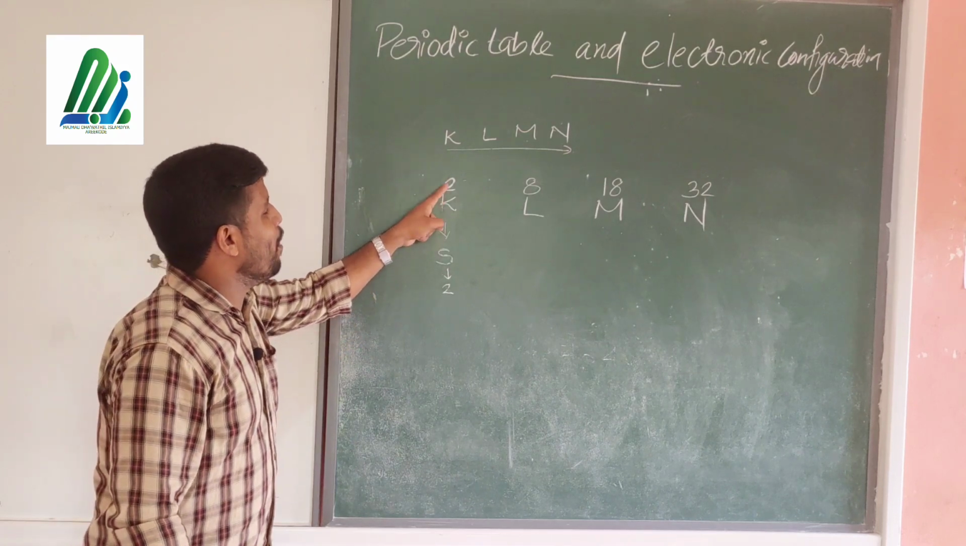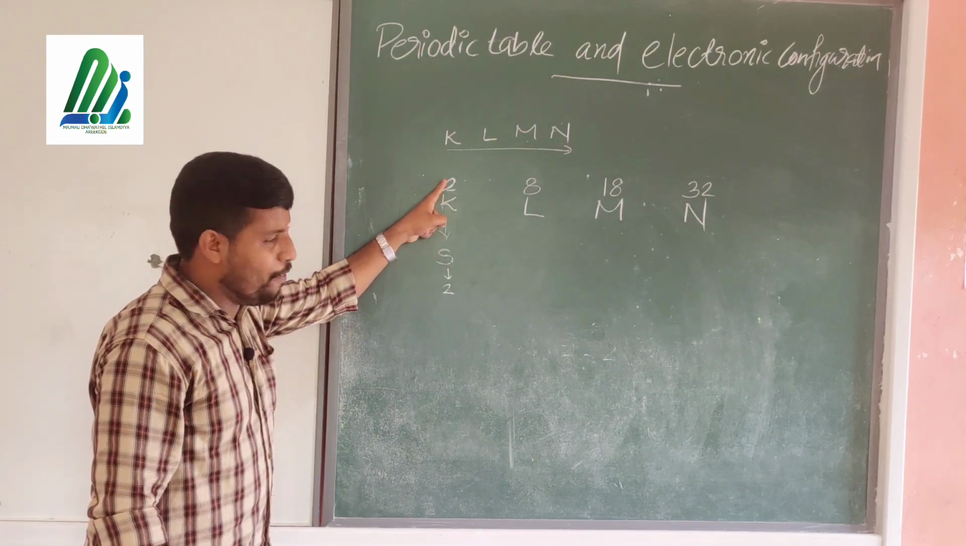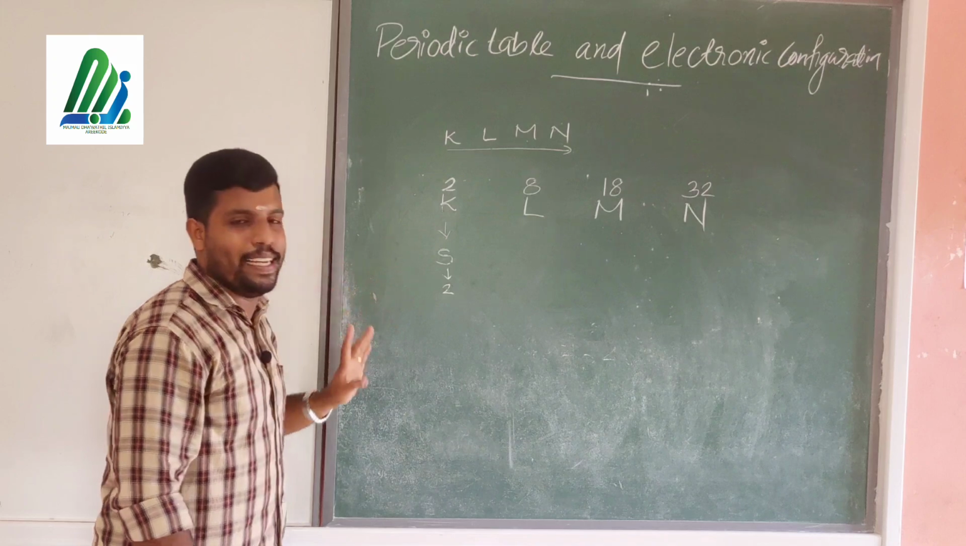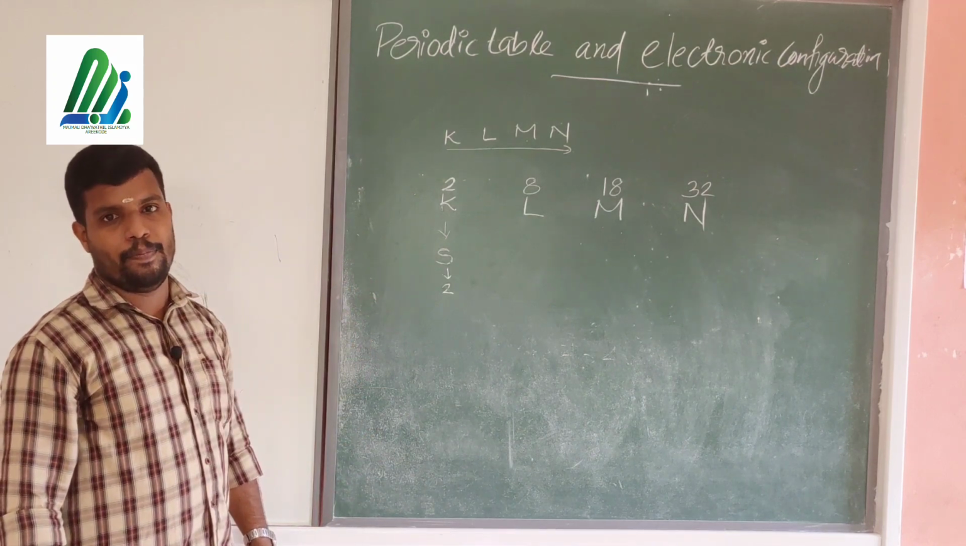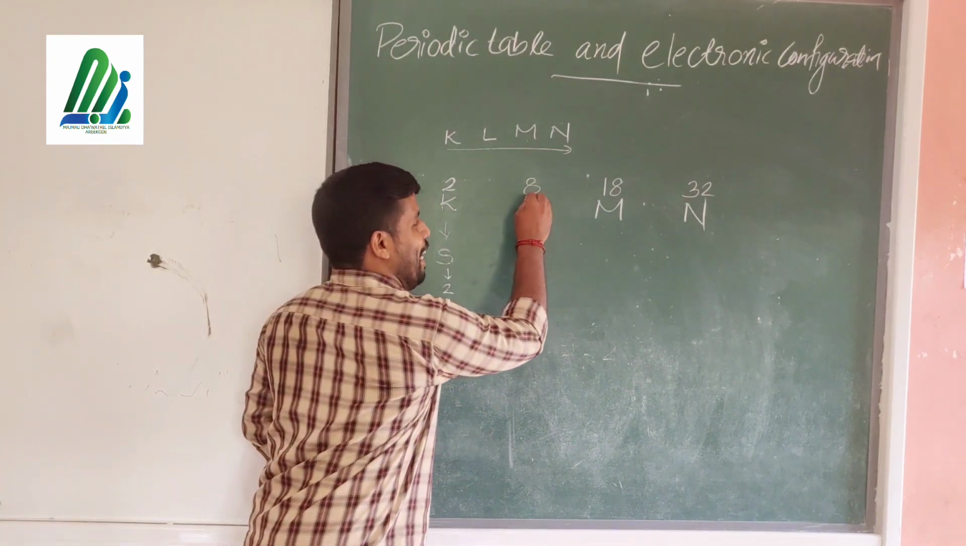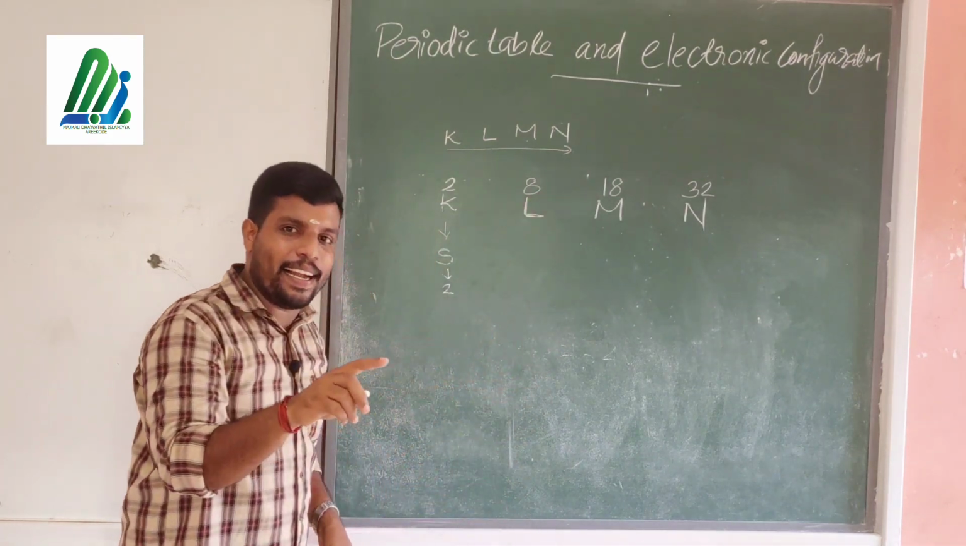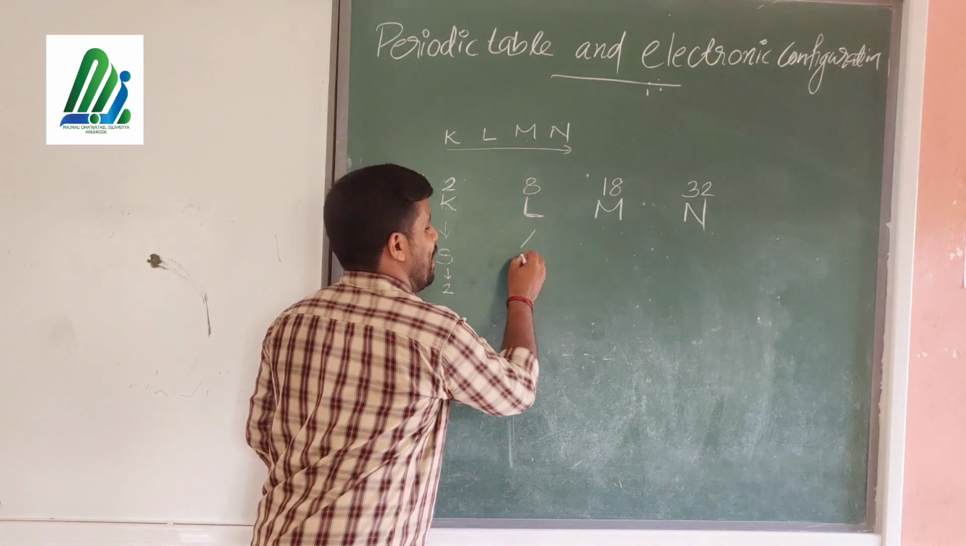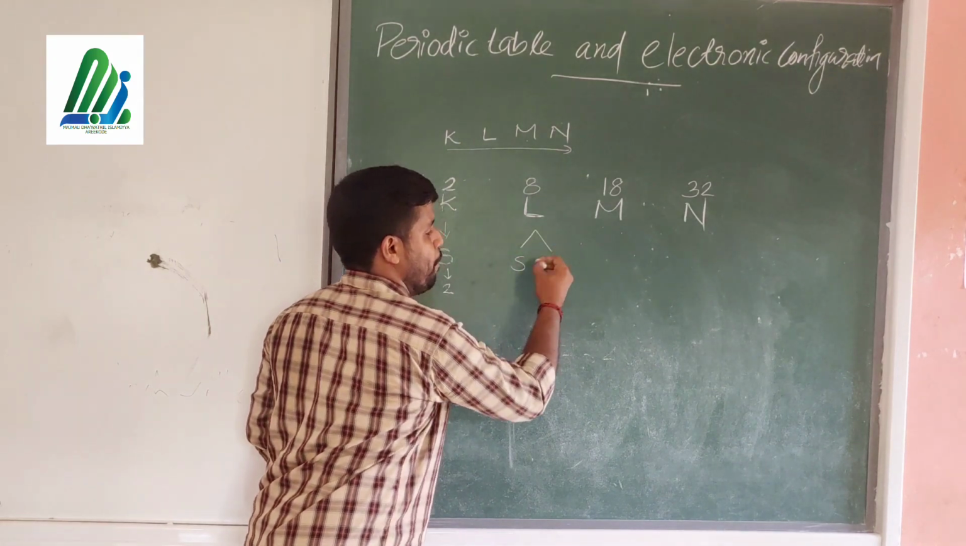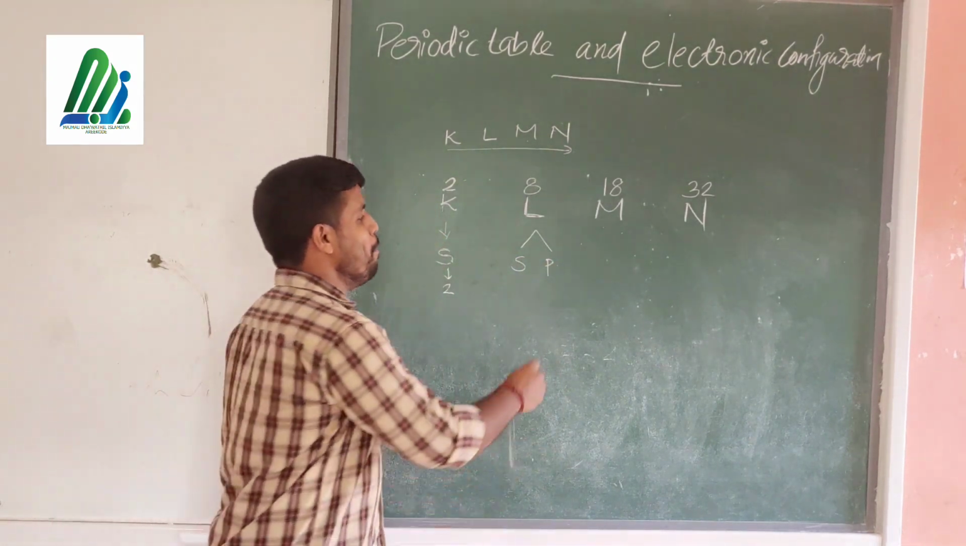And the K shell contains the maximum number of electrons, 2, which are filled exactly in the S subshell. Then again, the L shell is the second shell. The second shell contains 2 subshells, one is S and the second one is P. Okay, an S subshell and a P subshell.